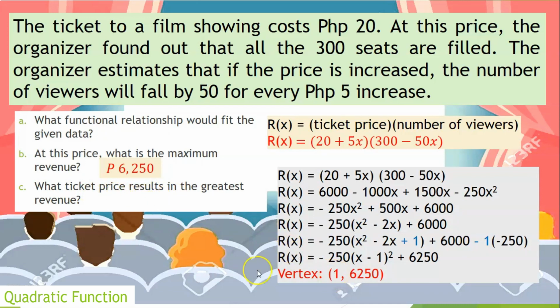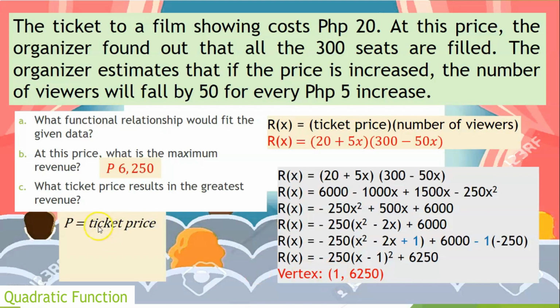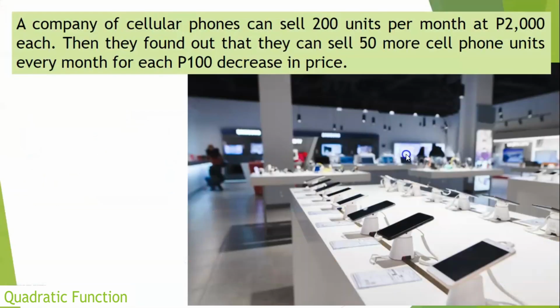Next, what ticket price results in the greatest revenue? So take note, we have 1 here. So that would be, the ticket price is given as 20 plus 5x. So since our x here is 1, let's substitute. So that would be 25 pesos. So again, the ticket price should be 25 pesos in order to get the maximum revenue.